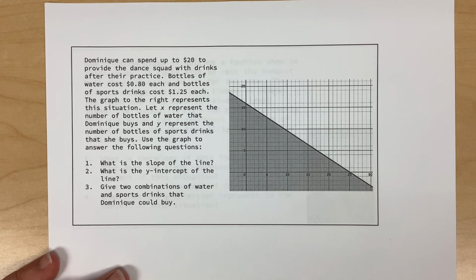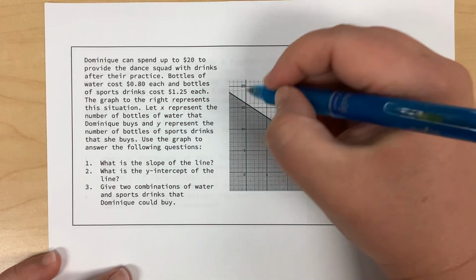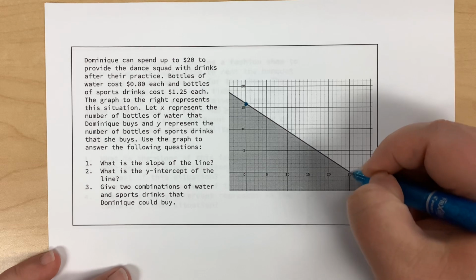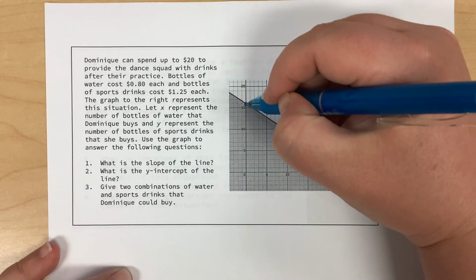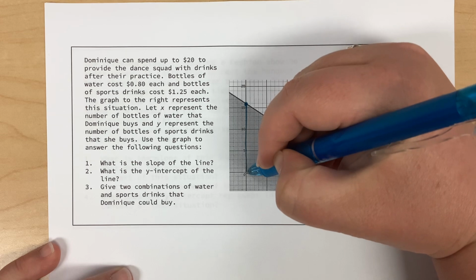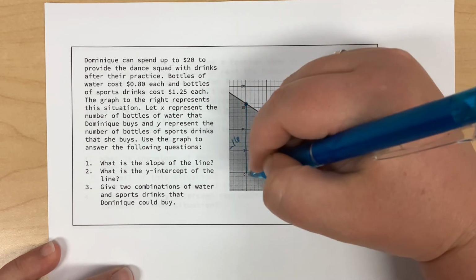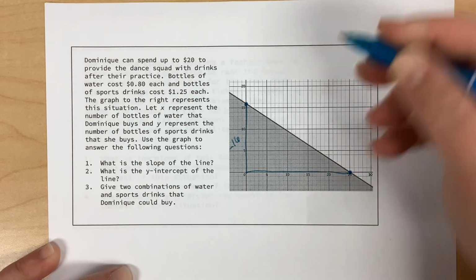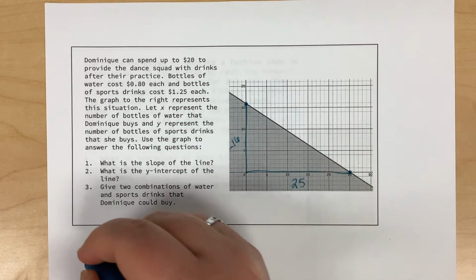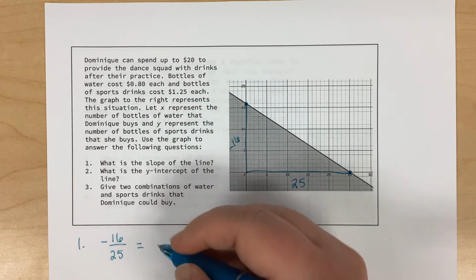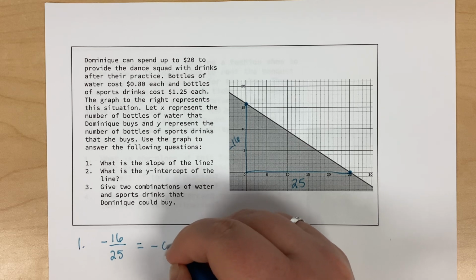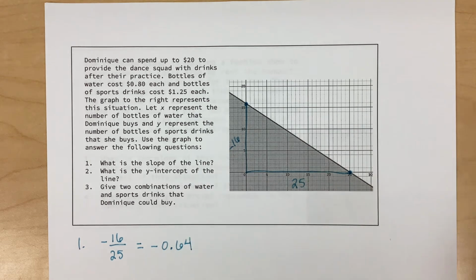All right, what is the slope of the line? Okay, in order to find the slope, we first have to have two good points. Now, the first ones that I notice are the y-intercept and the x-intercept. I know that those are two good points, so I'm going to use those. Now remember, slope is rise over run. In this case, we're not really rising, we're going down, so that means my slope's going to be negative. So it goes down 16 and then over 25. So negative 16 over 25 is going to be my slope. That does not simplify, but you could find the decimal version if you really want to. It's negative 0.64. That would be the slope.